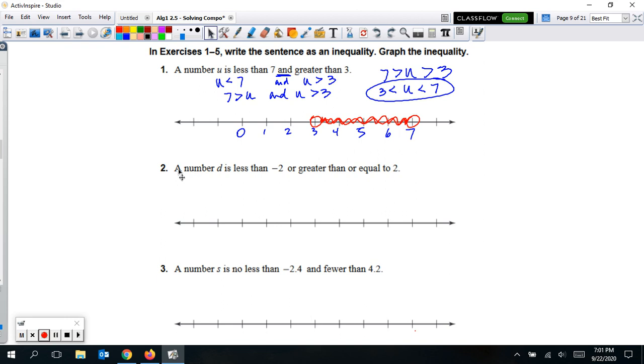All right, let's move on to 2. Now 2, this one starts off with a number d. We're going to use d for this one. D is less than negative 2. That should be fairly easy to say. D is less than negative 2.